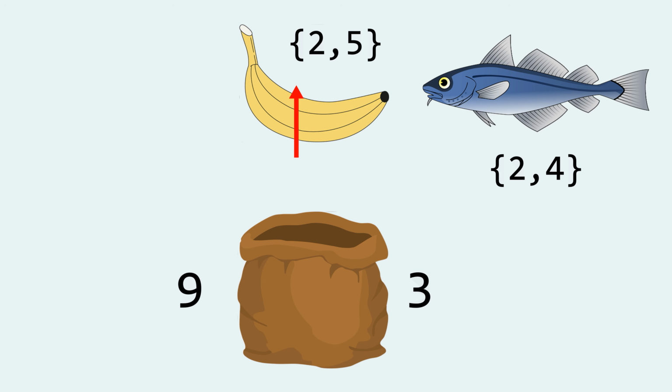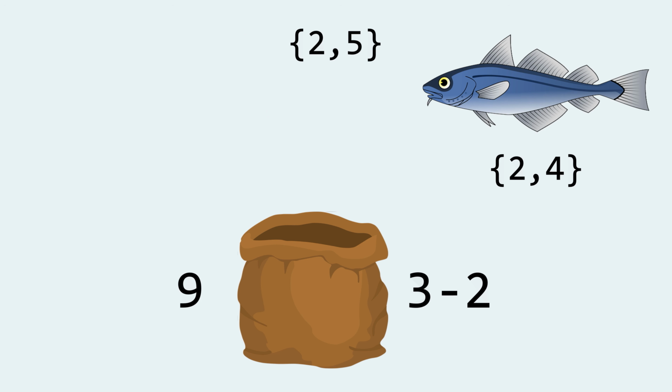Now let's see what to pick next. Now we have 2 units of banana, which gives a profit of 5, and 2 units of fish, which gives a profit of 4. Since we are following a greedy approach, we compare their profit per unit weight and see that bananas provide more profit. So we pick the bananas next. This reduces the remaining bag capacity by 2 and our total profit increases by 5.